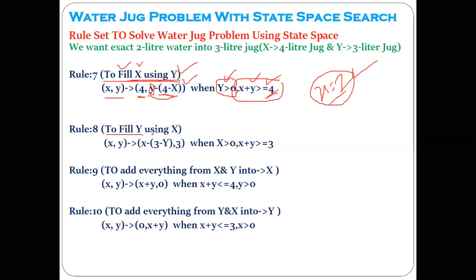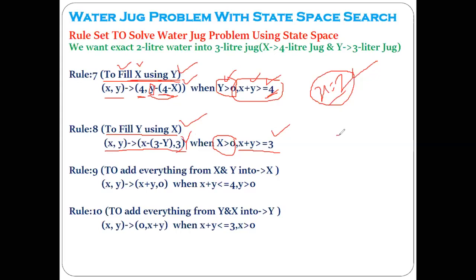Similar to that, now if you want to fill y using x, you can fill the y jug using the x jug when x is greater than 0. This condition must be satisfied, and you can fill the y jug only until its capacity of 3. So this part you can write similarly: x comma y implies x minus (3 minus y). That is, how much water you take out of x is the remaining capacity of the y jug.